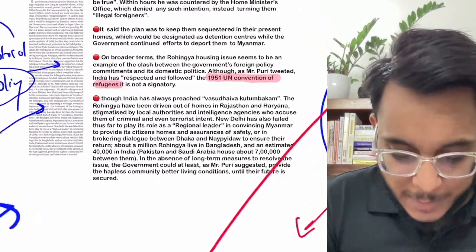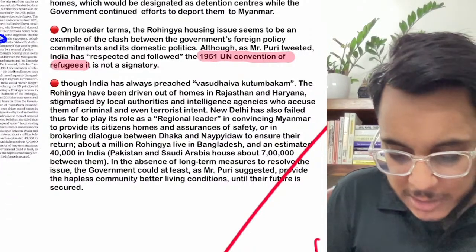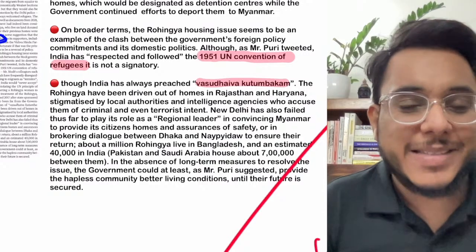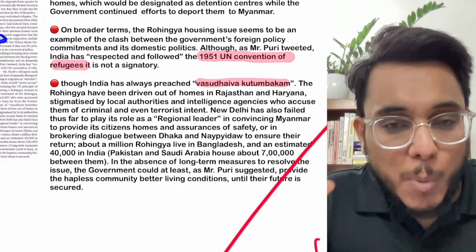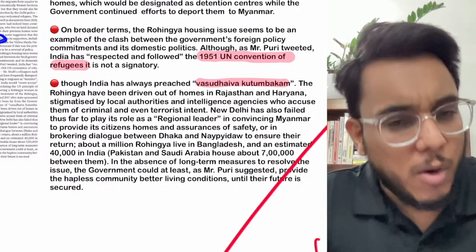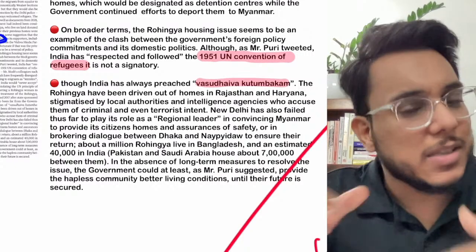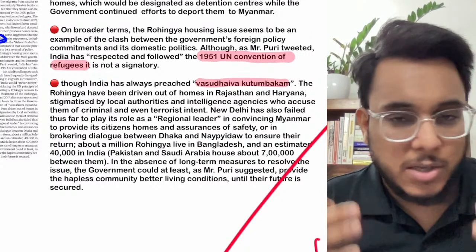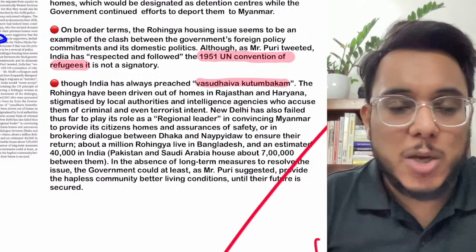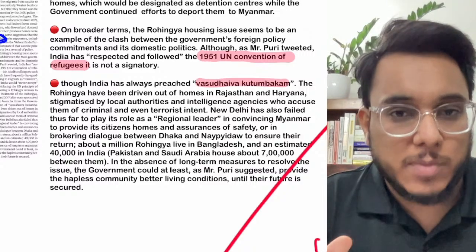Now guys, understand this: India has always preached the philosophy of Vasudhaiva Kutumbakam. Vasudhaiva Kutumbakam means that the world is a global village, and all the people, irrespective of their nationality, irrespective of their race, are our brothers and sisters. Even Rabindranath Tagore gave the theory of cosmopolitanism. He believed in the philosophy of cosmopolitanism.